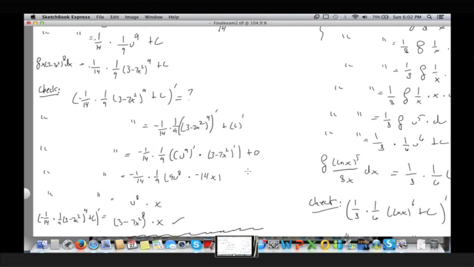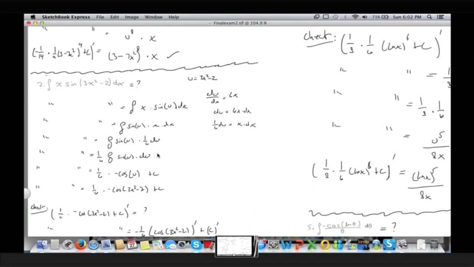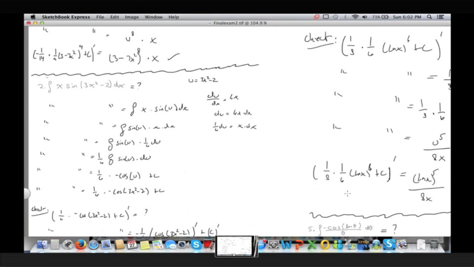1/14. Okay, looks good for the first problem. Excellent. Okay, cool. 2. 3x squared minus 2.